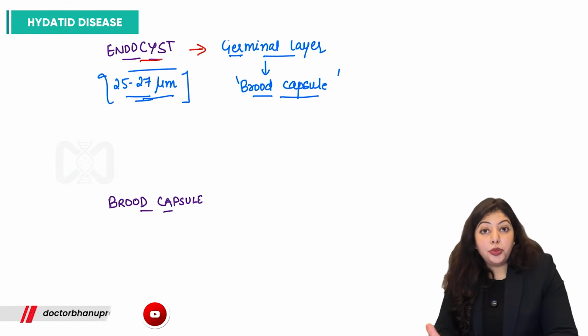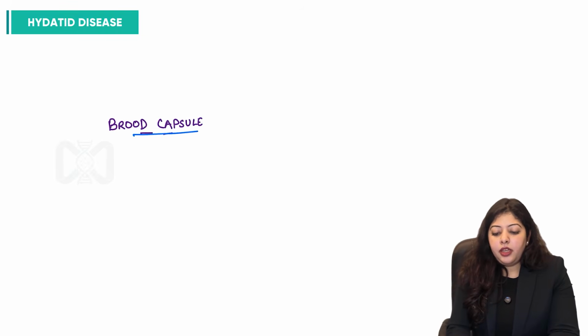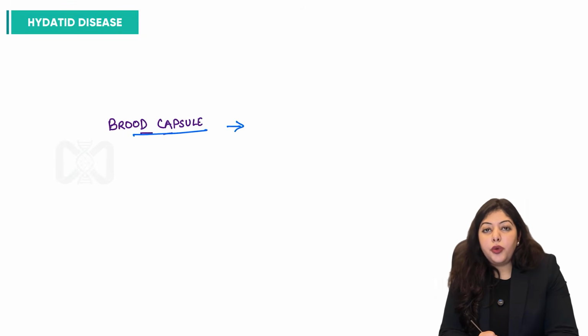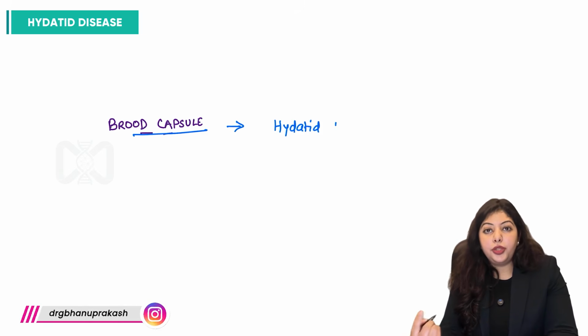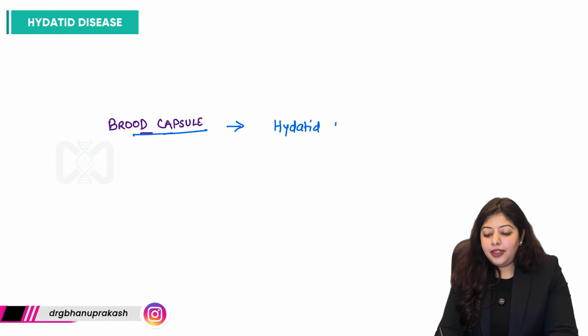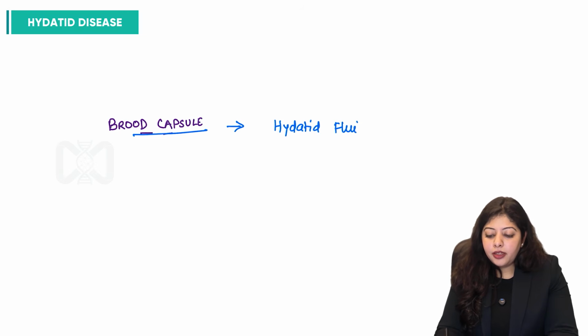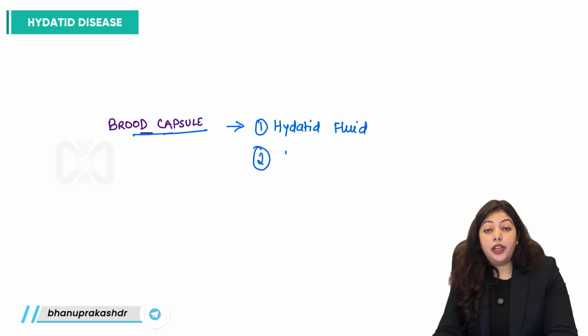Now what is this brood capsule doing? Brood capsule is going to give rise to, firstly, hydatid fluid. It is this brood capsule which is going to release or secrete hydatid fluid, and this is the first thing. And second thing, it is going to give rise to the protoscoleces, or the future head.